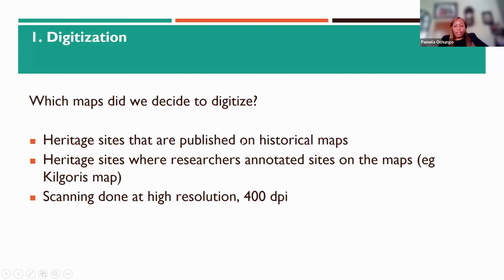So what is the first practical step then? This is digitization. And which maps did we decide to digitize? So we had mainly two kinds of maps. First, we're talking about maps that are showing heritage sites that are already published. So some of the maps come with sites that are already published within them, and they appear in the formal record. Secondly, we have maps, and this is the majority of the case. We have maps where field researchers went with these maps to the field and physically annotated these sites by hand.